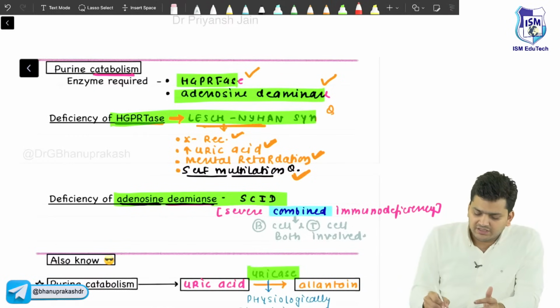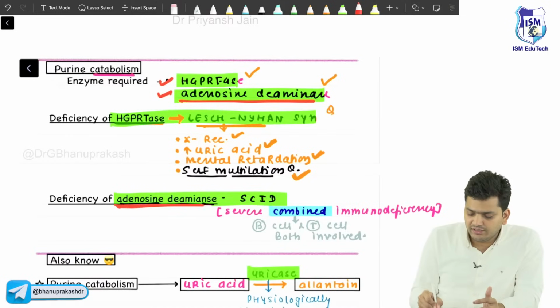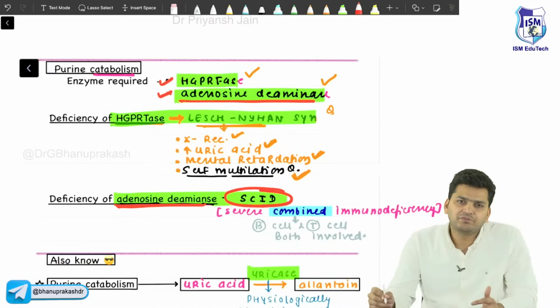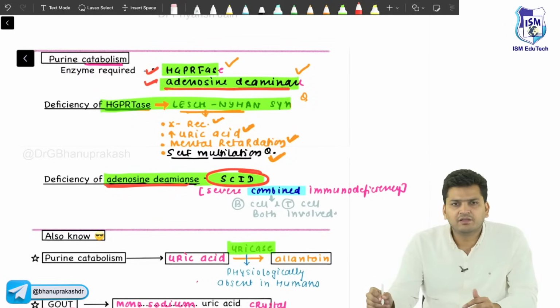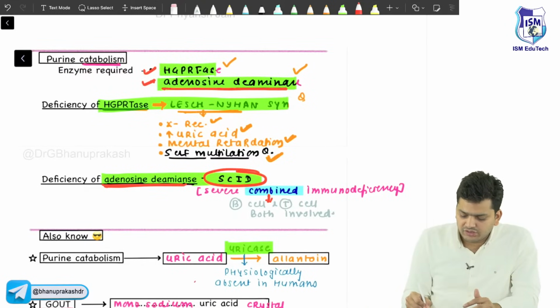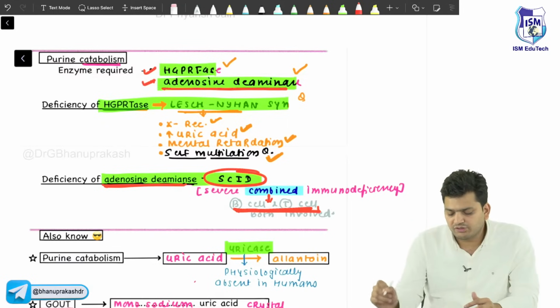The second enzyme which is required for purine catabolism is adenosine deaminase. If there is a deficiency of adenosine deaminase, it will lead to SCID, severe combined immunodeficiency. Why is it called combined? Because B cell and T cell both are involved. So it is called combined.